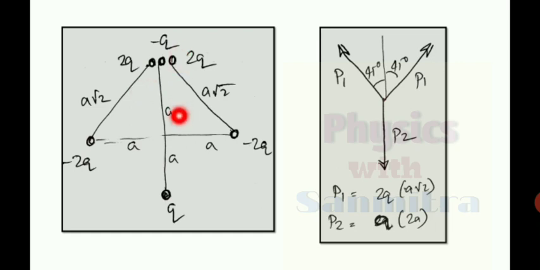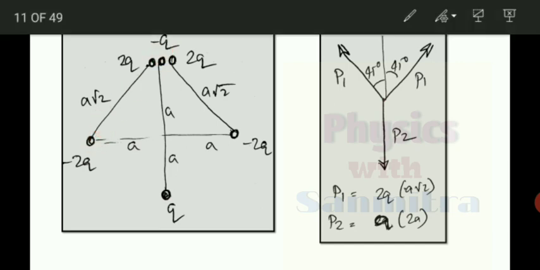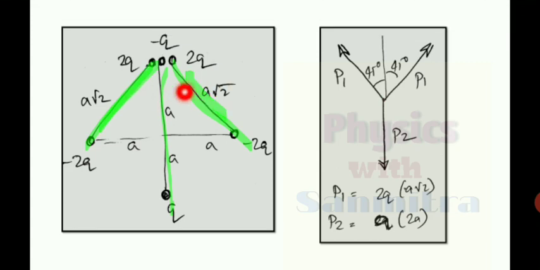This distance is A, this is A, this is A, this is A, so this will be A root 2, and this is minus Q and this is Q. So we are forming three dipoles here. This is one dipole, this is the other dipole, this is the third dipole, and these two dipoles have the same value because they are symmetrical. This one is shown as P1, and this one will also be P1. This one, from minus to plus, goes downwards.